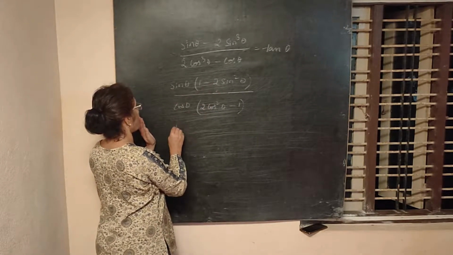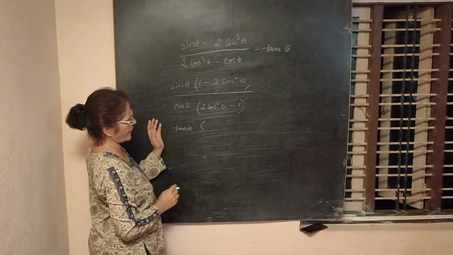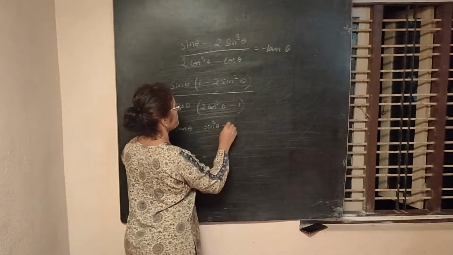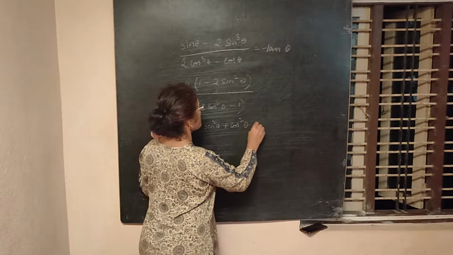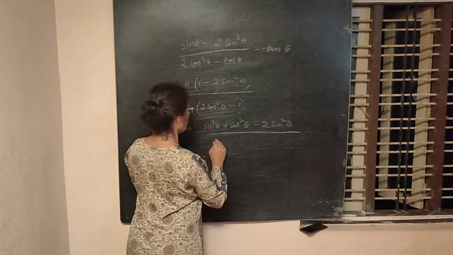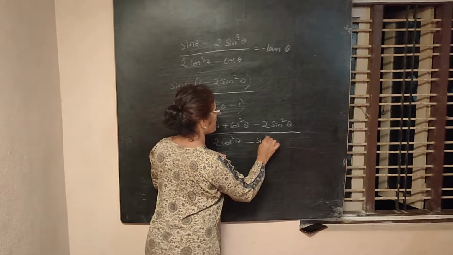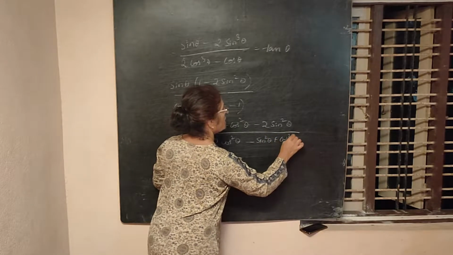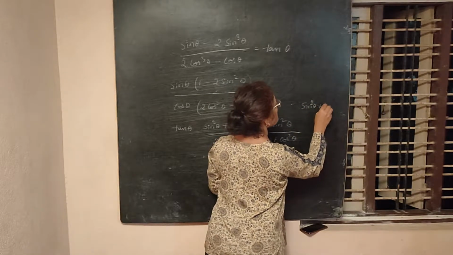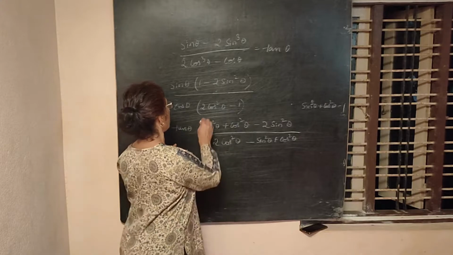Sin theta by cos theta I write down as tan theta into 1 minus 2 sin square theta. What can I write down? 1 as sin square theta plus cos square theta, minus 2 sin square theta, divided by 2 cos square theta minus 1 as sin square theta plus cos square theta. Why? What is the identity? Because sin square theta plus cos square theta is equal to 1. In place of 1, I wrote sin square theta plus cos square theta.